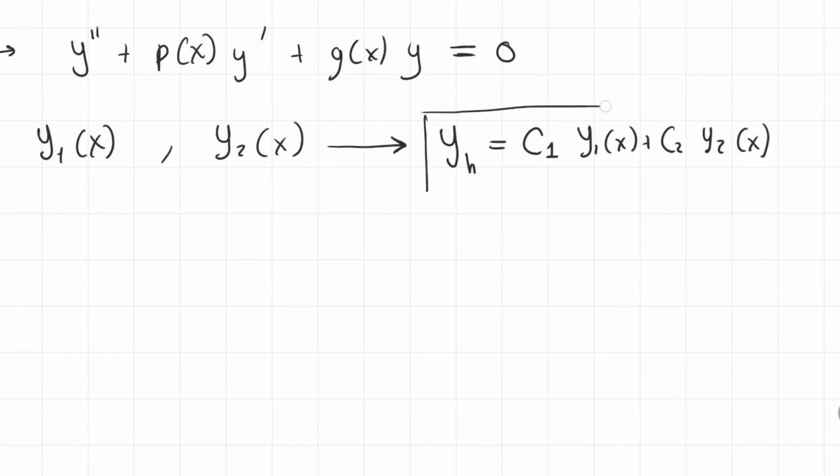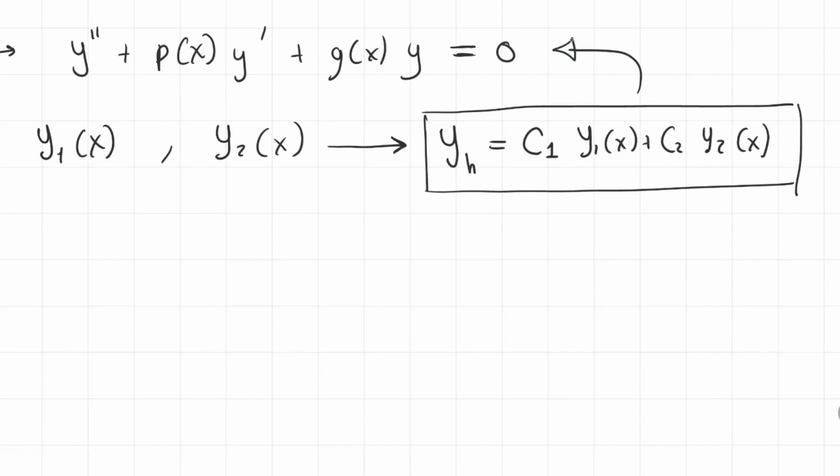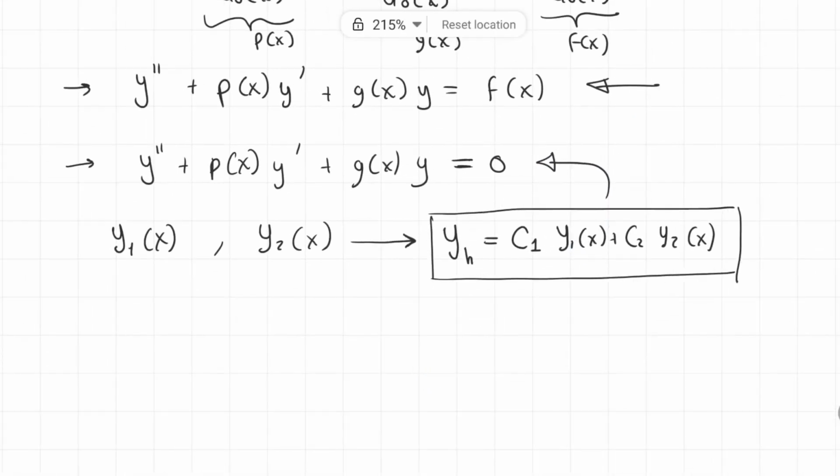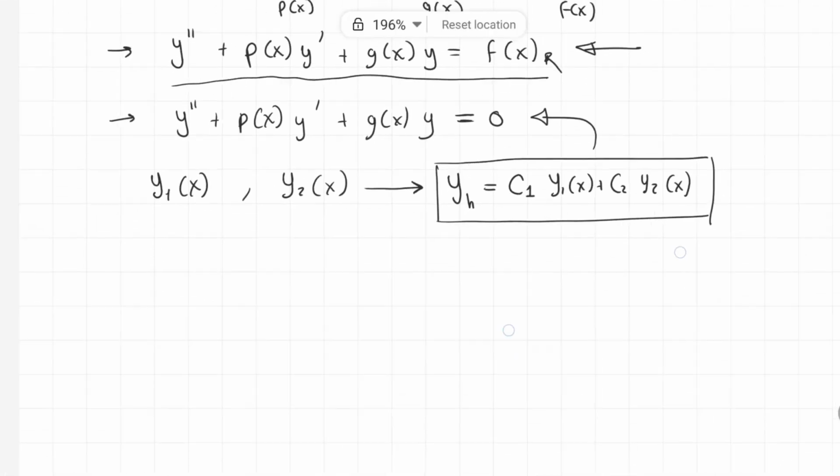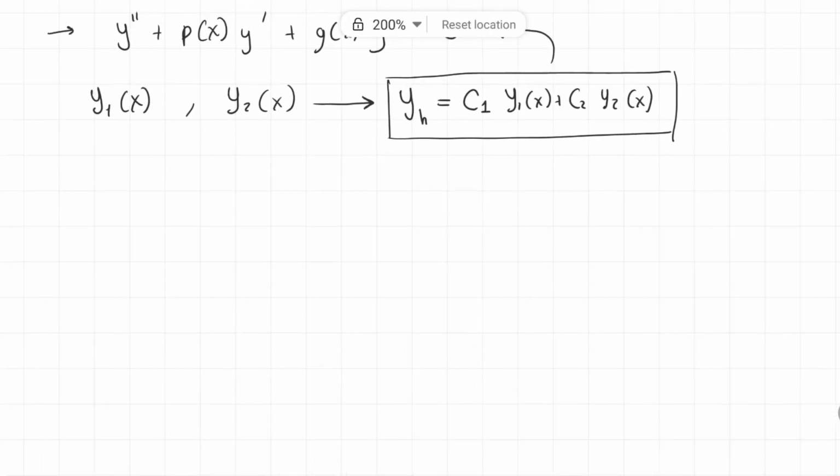But recall that this is just a solution for the homogeneous differential equation, and we want to find the general solution for this equation that has this function f of x here. Okay? So the parameter variation method consists of the following.